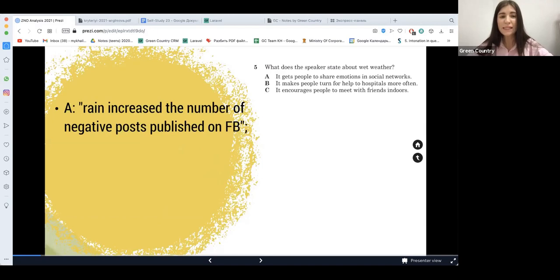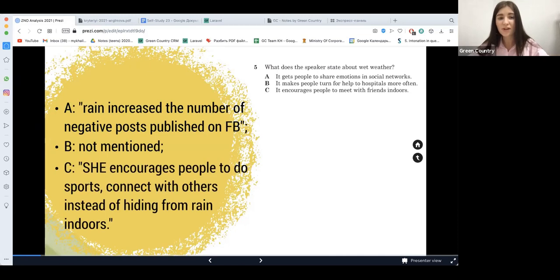The first one: rain increased the number of negative posts published on Facebook. Facebook is a synonym of the word social network here. It's about option A. Talking about option B, it was not mentioned at all. They didn't say anything about hospitals or anything like that. And option C: she encourages people, that girl who lived in the USA, to do sports, connect with others instead of hiding from rain indoors.